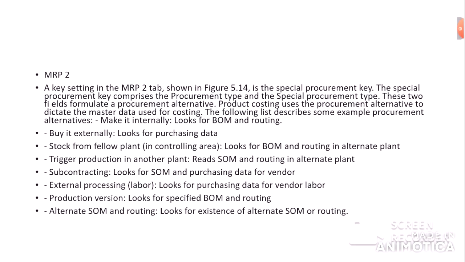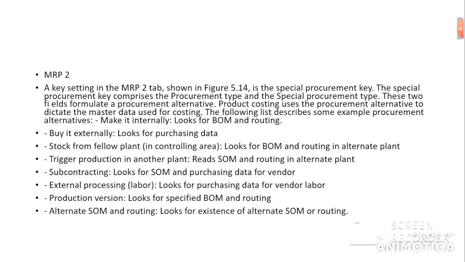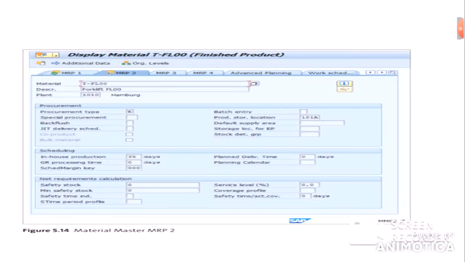Make it internally, looks for BOM and routing. Buy it externally, looks for purchasing data. Stock from fellow plant in the controlling area, looks for BOM and routing in alternate plant. Trigger production in another plant, looks for BOM and routing in alternate plant. Subcontracting looks for BOM and purchasing data for vendor. External processing labor looks for purchasing data for vendor labor. Production version looks for specified BOM and routing. Alternate BOM and routing looks for existence of alternate BOM or routing. So there are many other things.